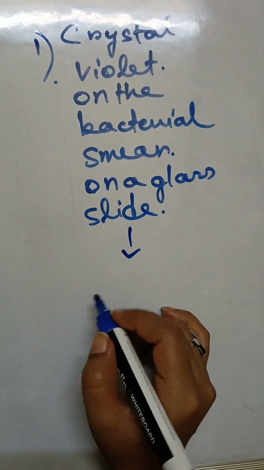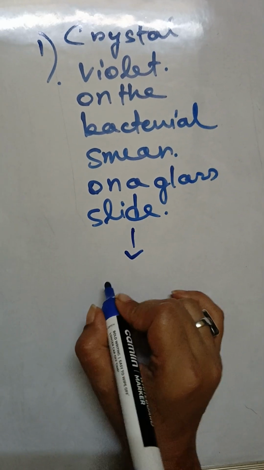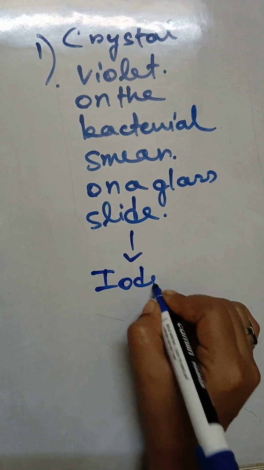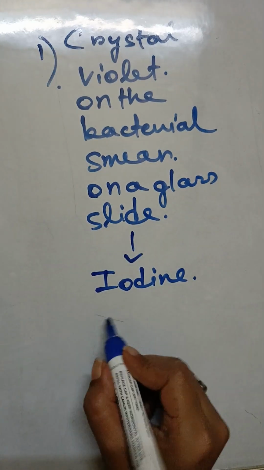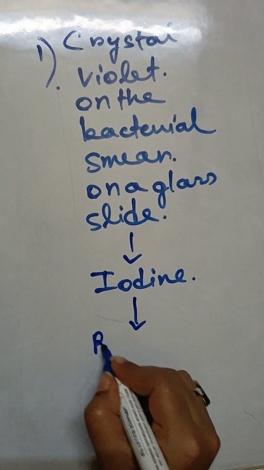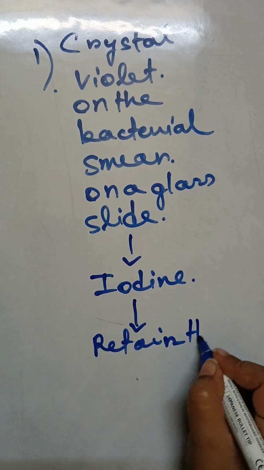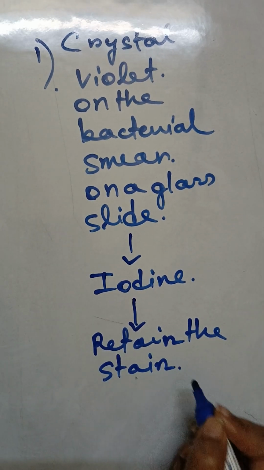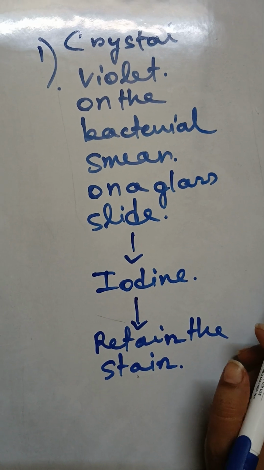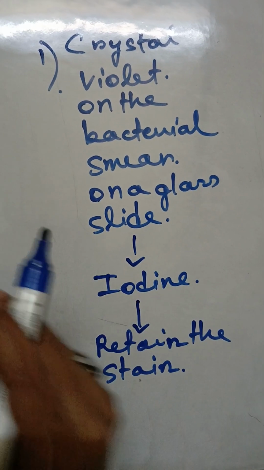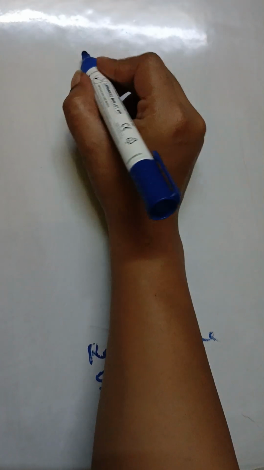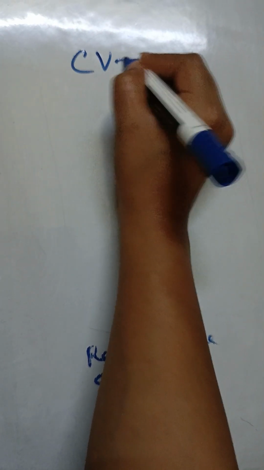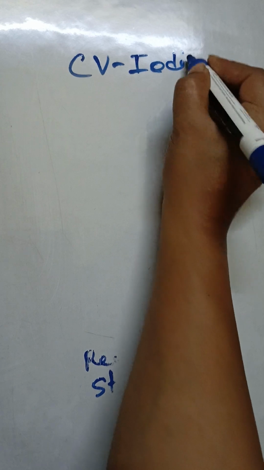Then we have to add iodine solution, also known as Gram's iodine solution, onto this so that it helps to retain the stain in the bacterial cell wall. Remember this bacterial cell wall. Why? Because this will form, in step 3, a crystal violet iodine complex, or in short, I should write it like that, crystal violet iodine complex.